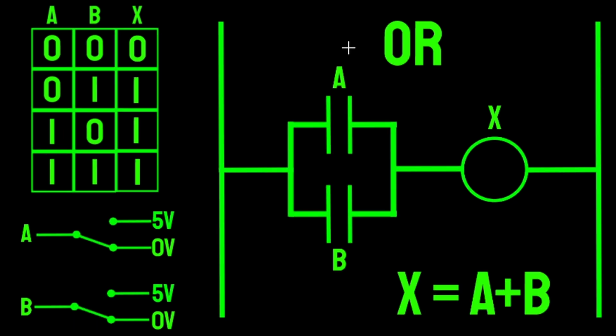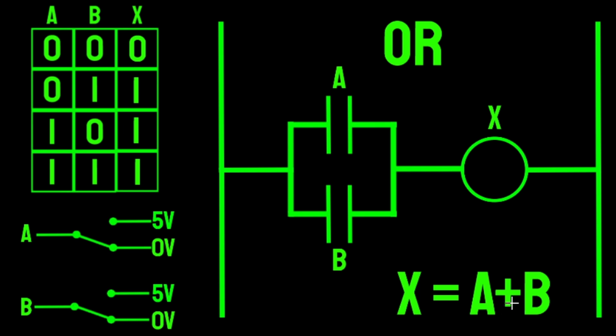Now we can get started with the OR gate. In ladder logic, the OR gate is 2 normally open contacts in parallel, feeding the output. You can see by the truth table, the output will be energized if you energize either one of the contacts. The output will only be off if both of our inputs are also off.